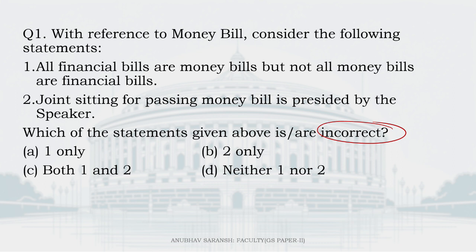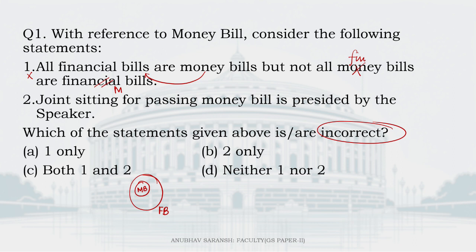Now, statement 1 is wrong. Why? It's exactly opposite. All money bills are financial bills, but not all financial bills are money bills. The Venn diagram would be somewhat like this. This is the financial bills, within which you have certain types of bills called money bills. So all money bills are financial bills, but not all financial bills are money bills. One is wrong. And the second one is also wrong.